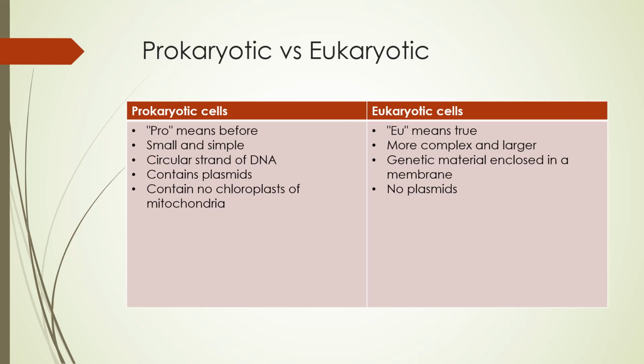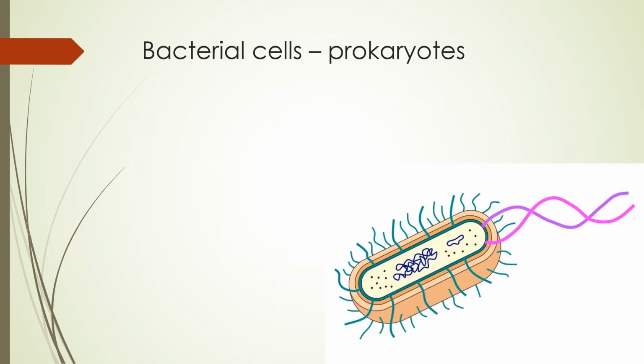Now, because prokaryotic cells are quite small, they don't contain any chloroplasts or mitochondria because these structures are actually too big to exist in these sort of cells. Okay. Now, let's look at an example of a prokaryotic cell, which is a bacterial cell.